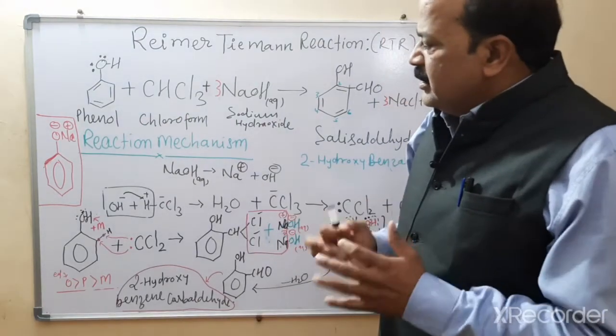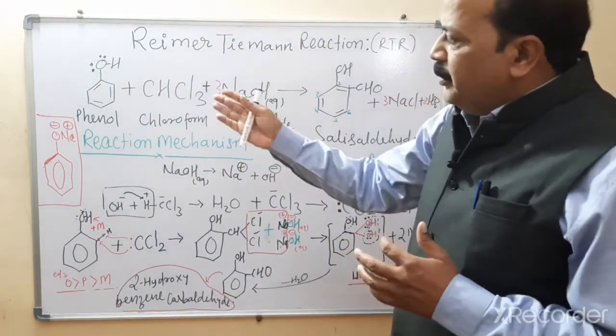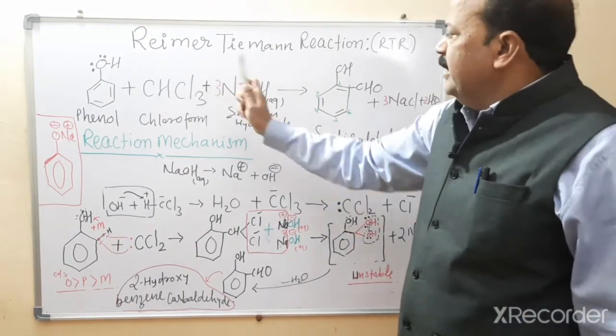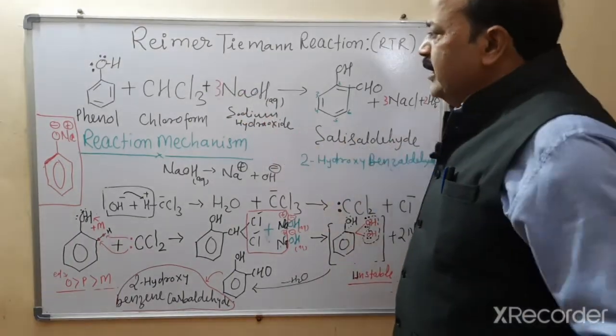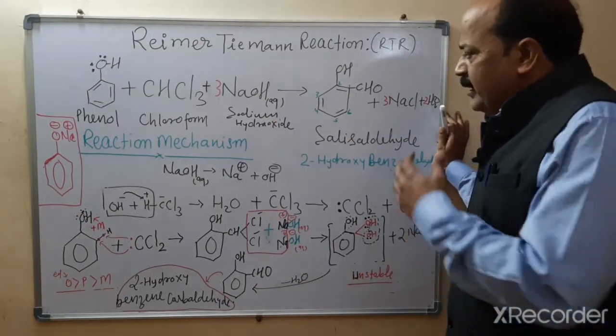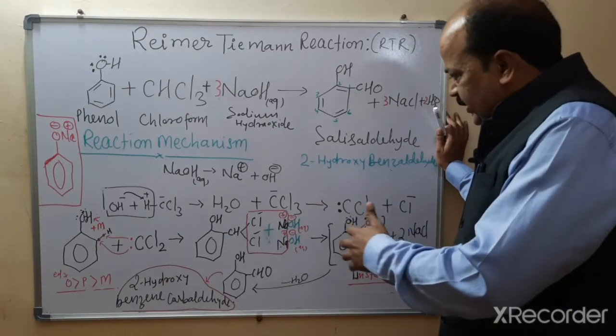Here a question arises: how will you prepare sodium phenoxide? So actually phenol, when it reacts with 1 mole of NaOH, will form sodium phenoxide, and thereafter these further reactions take place.